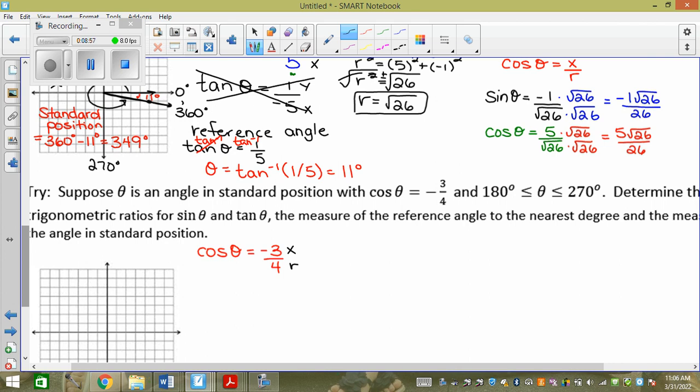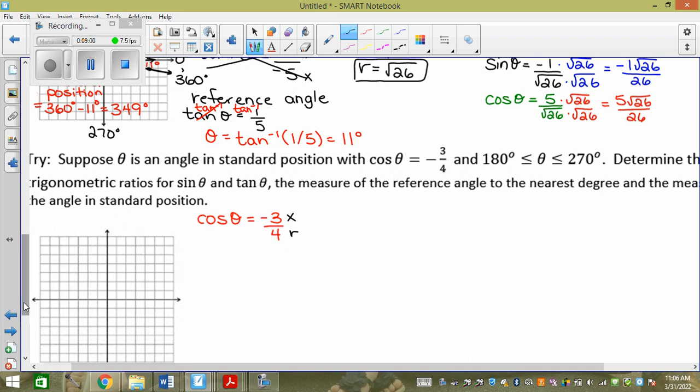Okay. So they gave us x and r. Really hard to draw x and r. If I have x and y, it's really easy to sketch. Correct? X and r is hard. So how do I get y? Pythagorean theorem. I'm going to rearrange it. So Pythagorean theorem is r squared equals x squared plus y squared. And I need y, so I'm going to subtract the x squared, right? So I'm going to get y squared equals r squared minus x squared.